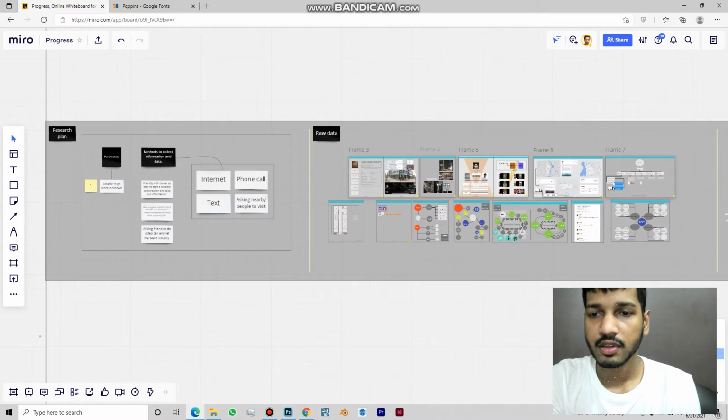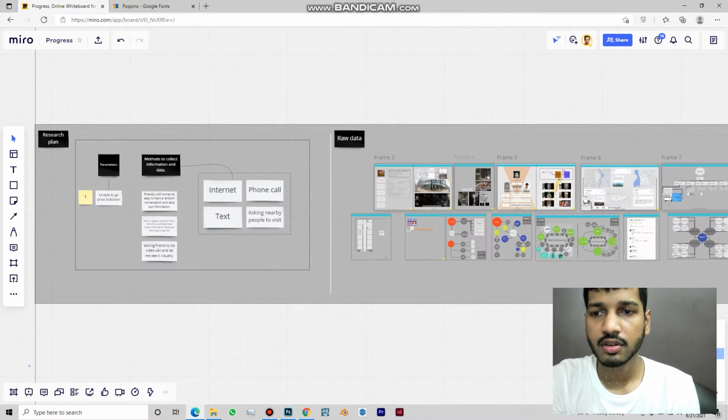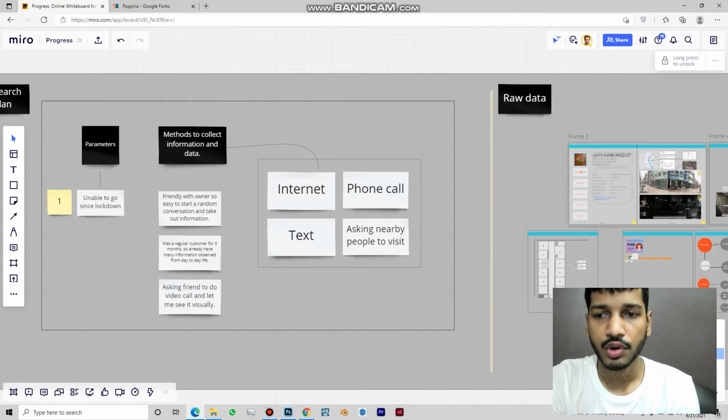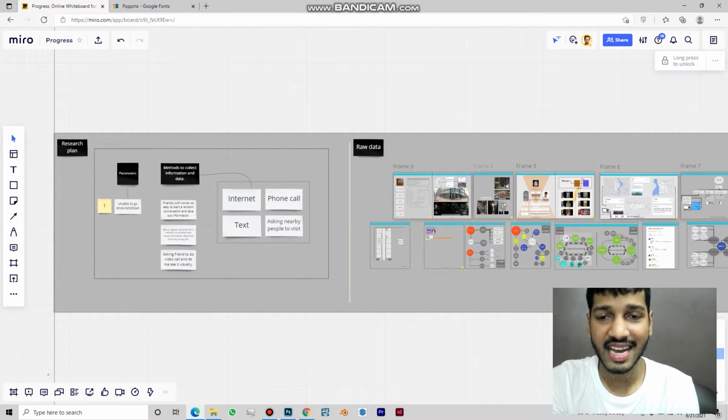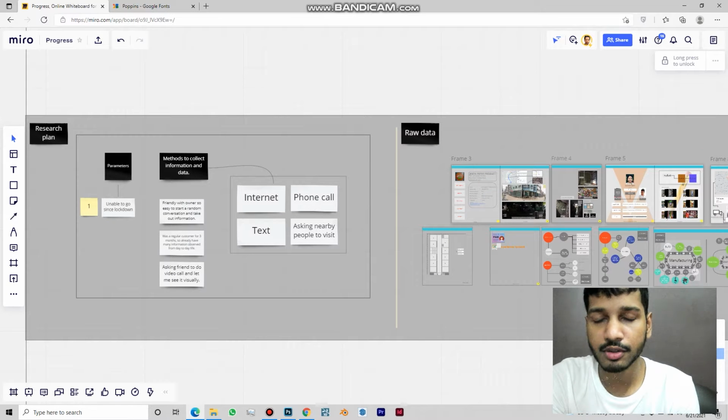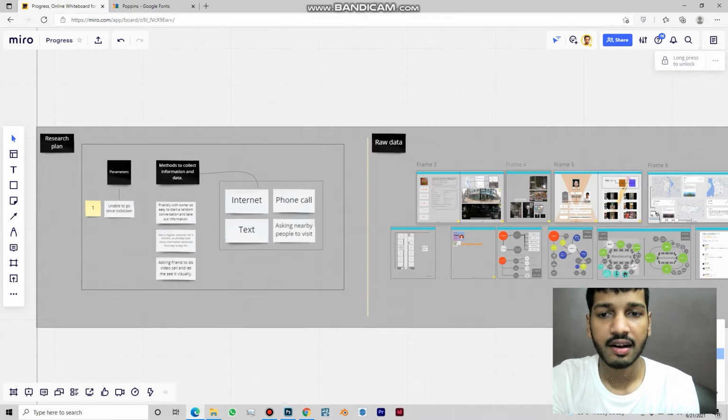The first approach, the method of research, was to go through cloud, internet, text, phone call, and sometimes we were unable to go due to lockdown since there might be restrictions. Asking friends to visit and phone calls, most probably direct contact to the owner, would bring the primary research.